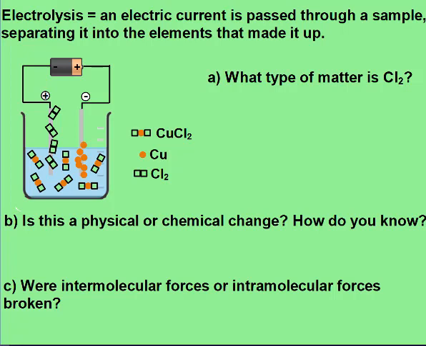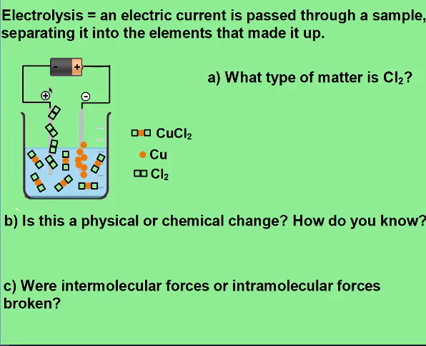Electrolysis is when an electric current is passed through a sample, separating it into the elements that made it up. So what you're looking at in this container is we have some copper chloride. So the copper chloride are the squares, and they're in the solution. So that's what I started with. Then I put this battery with the electrodes in this solution and turned it on. When I turned it on, on one of my electrodes, I started getting copper metal forming on it. And on the other electrode, I started seeing bubbles and a gas being produced, which was chlorine gas.